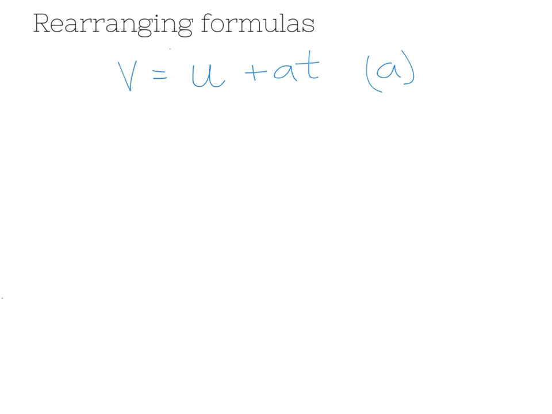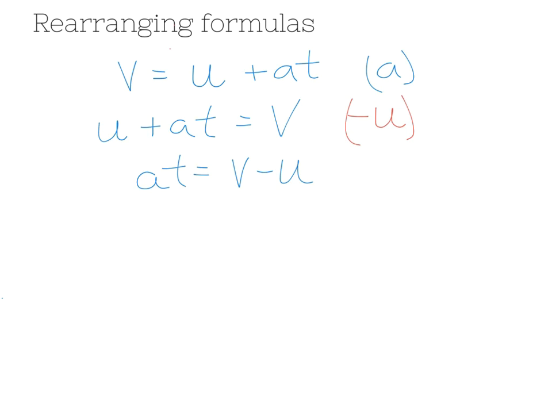V equals u plus at. We're asked to put it in the form a equals, but a is on the right hand side. So we swap sides first. U plus at equals v. Now we've got the a on the left. To remove the u, we subtract u from both sides. So we have at equals v minus u. To remove the t from the left hand side, divide both sides by t. So we have a equals v minus u on t.